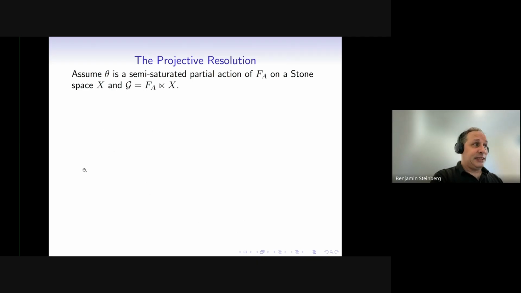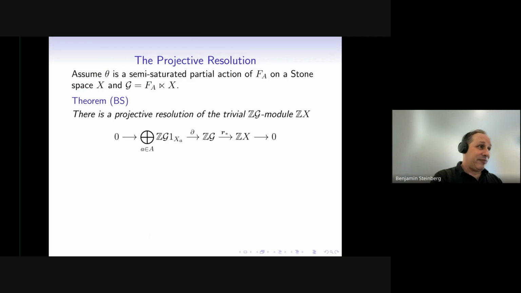So now I'll tell you what is the projective resolution for a semi-saturated partial action of a free group on a stone space. And to get things to be projective, I really need this to be compact, so that the elements I write down are idempotents. So here's the short projective resolution of the trivial module. The unit space for this guy is just X, so I'm calling this ZX instead of ZG0. G0 is X.